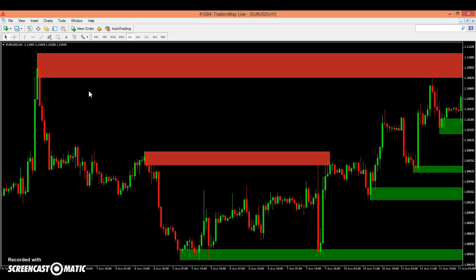Today I'm just going to touch on the supply and demand method. Right now I'm on the Euro USD hour chart. You can use this method on whatever chart you like. It works in all different time frames. I personally prefer the hour chart because I'm a long-term trader. If you're a short-term trader, of course, you're going to use the 5-minute or 15-minute chart, etc.